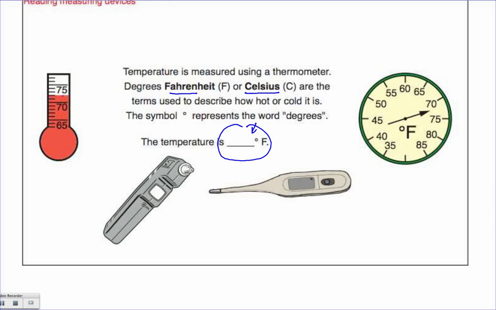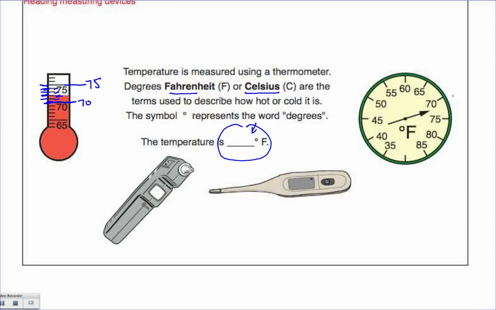All right, what you should have noticed is that this line right here represents the number 70. This line up here represents 75, and each one of these in between is 1 degree. So if this is 70, that's 71, and that's 72, right where that red comes up to. That's 73, 74, and 75.